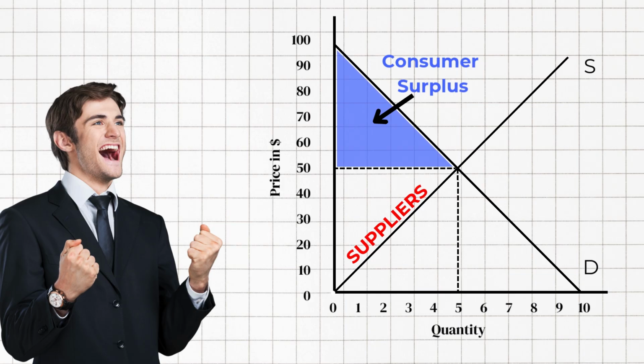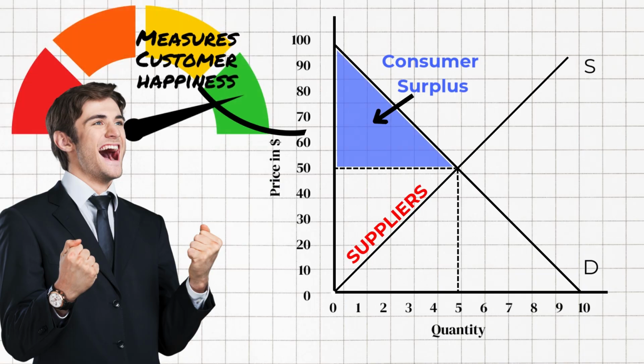First of all, it's a bit confusing because of the word surplus, which means extra. Let me try to explain why we use that word. Remember in Unit 2.1 how I said you could think of the demand curve as a benefits curve? Well, you can think of consumer surplus as the benefits surplus. It shows the extra benefit the consumer received by paying a cheaper price than they wanted to.